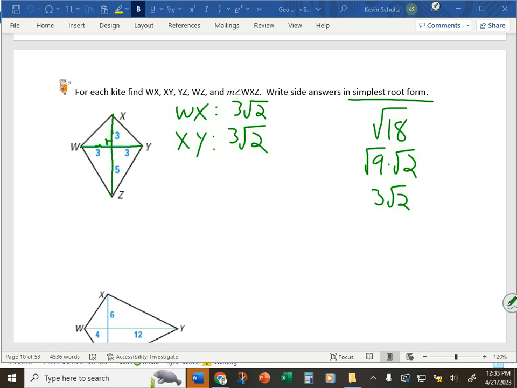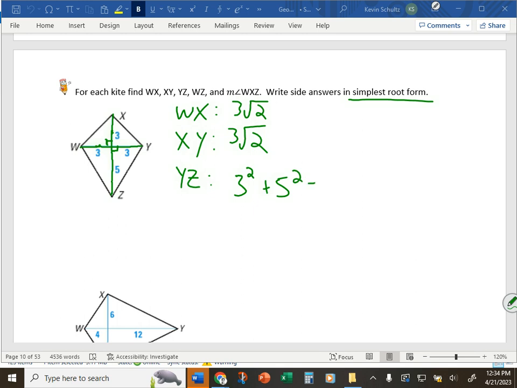Does that make sense? XY, again, is the same. YZ, how can we get YZ? Pythagorean theorem. You've got a right triangle, and YZ is the hypotenuse of this right triangle. The legs are 3 and 5, so we plug 3 and 5 into our Pythagorean theorem. We know that 3 squared plus 5 squared has to equal the hypotenuse squared.